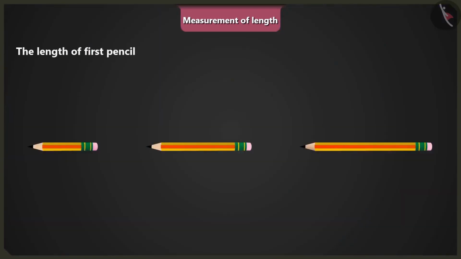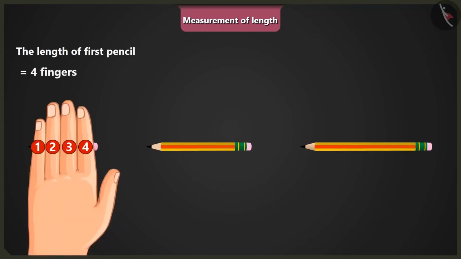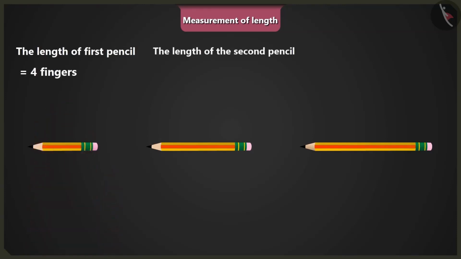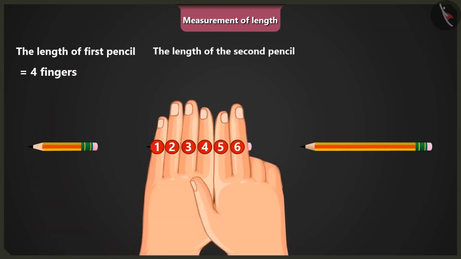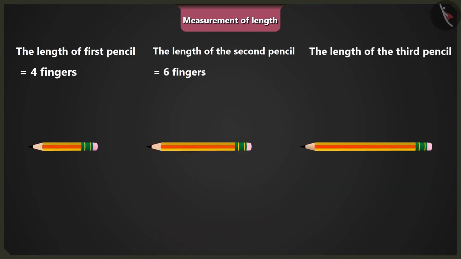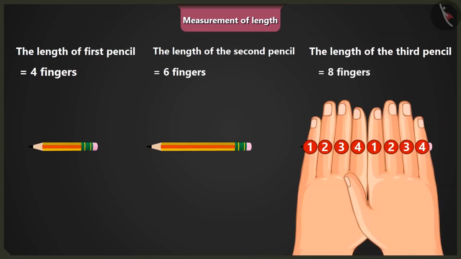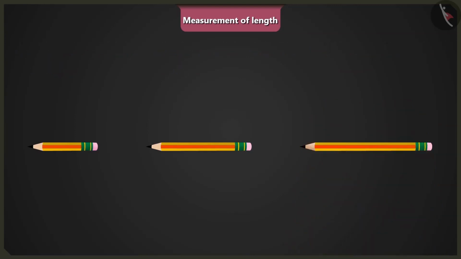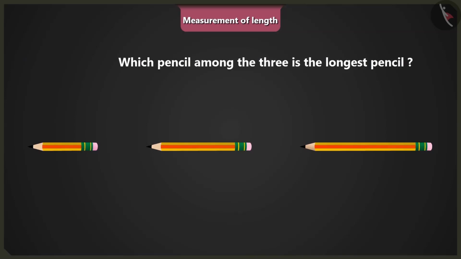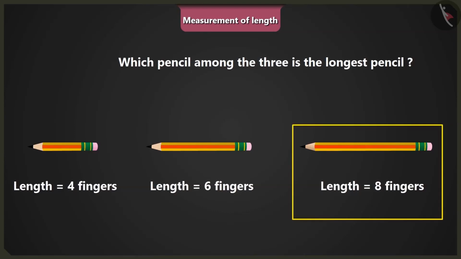The first pencil is equal to the length of my 4 fingers. The second is 4 plus 2, that is 6 fingers long. And the third pencil is equal to 4 plus 4, 8 fingers long. Very good, Mintu. Now tell me, which among the 3 is the longest pencil? Among these 3, this is the longest pencil.